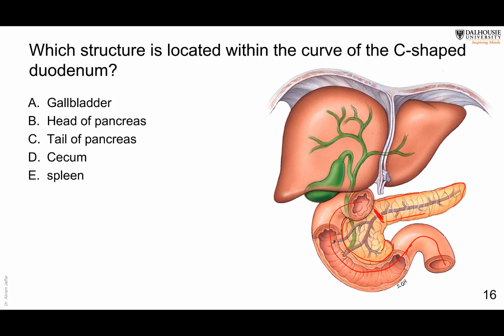The tail of the pancreas is more or less related to the spleen here on the left side, in the left hypochondrium. The cecum is not related here. The cecum is present far away in the right inguinal region. The spleen, as I mentioned, is related to the tail of the pancreas. And the gallbladder, in fact, is related to the first part of the duodenum, but does not lie within the C shape of the duodenum. The gallbladder is related to the visceral surface of the liver.